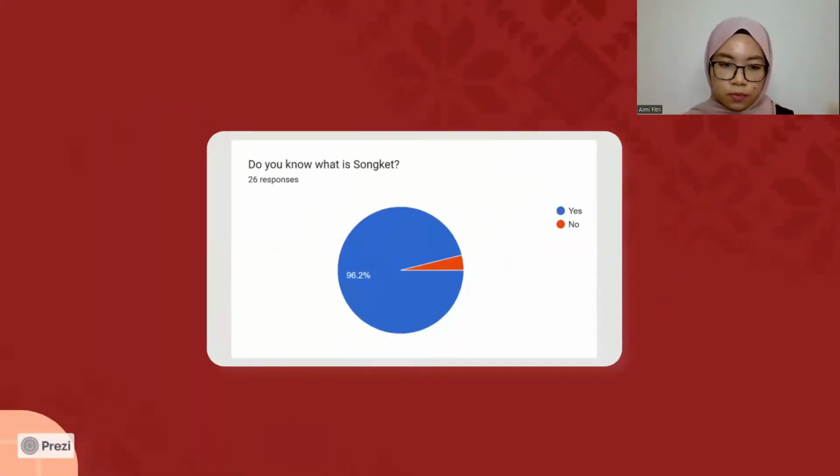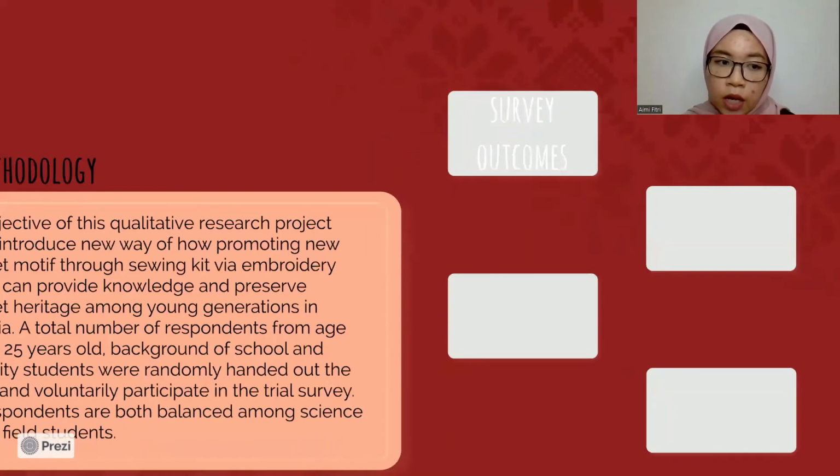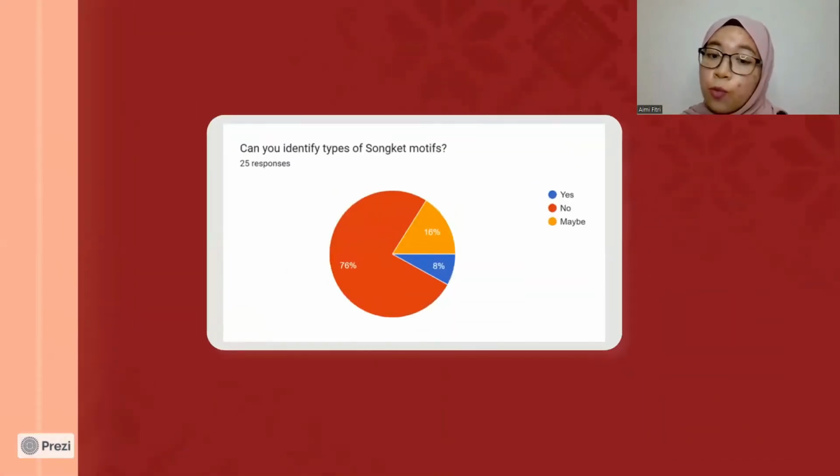From the survey, one of the questions asked was, does the respondent know what Songket is? Out of 26 respondents, only 1 did not know what Songket is. However, although the majority of respondents know what Songket is, when asked if they can identify Songket motifs, 76% of them voted no.